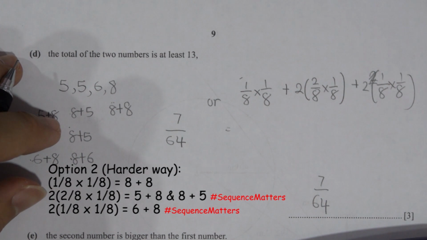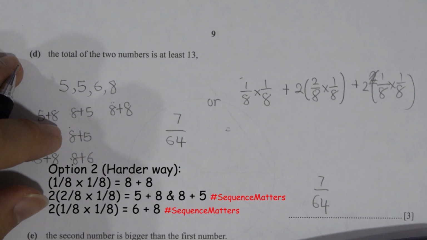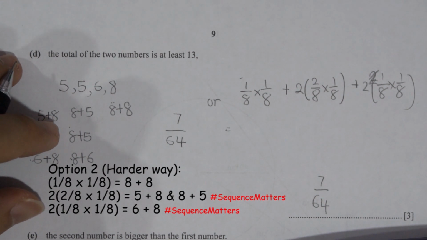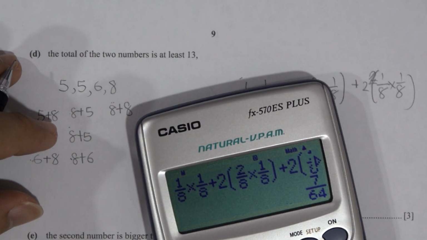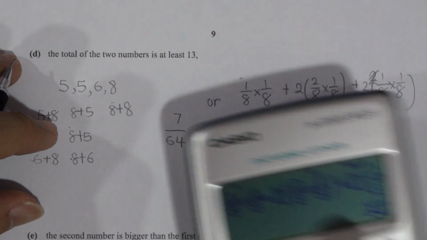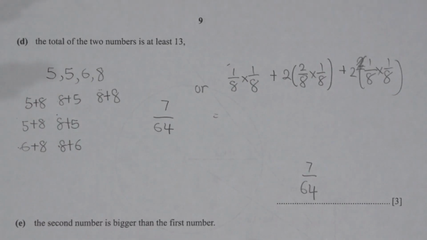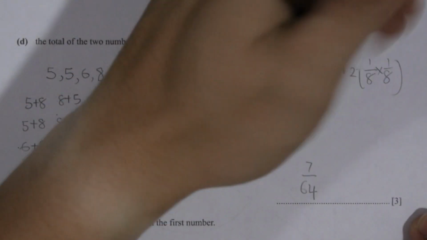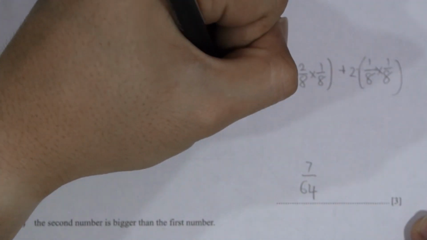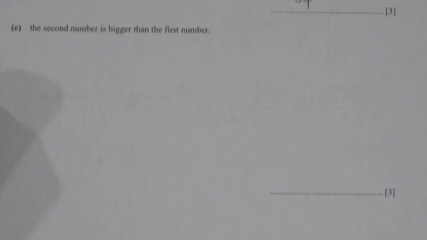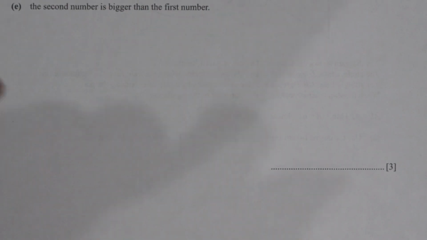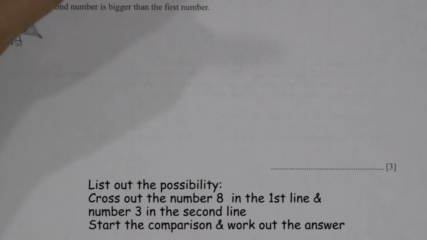So by running the calculation, you will also get 7 over 64. So for probability chapter, if you couldn't do it like the second method, it is advised that you follow the first method, which is write down the combination, then straight away just get the answer, which is 7 over 64. So the last part, you are required to use the second method.